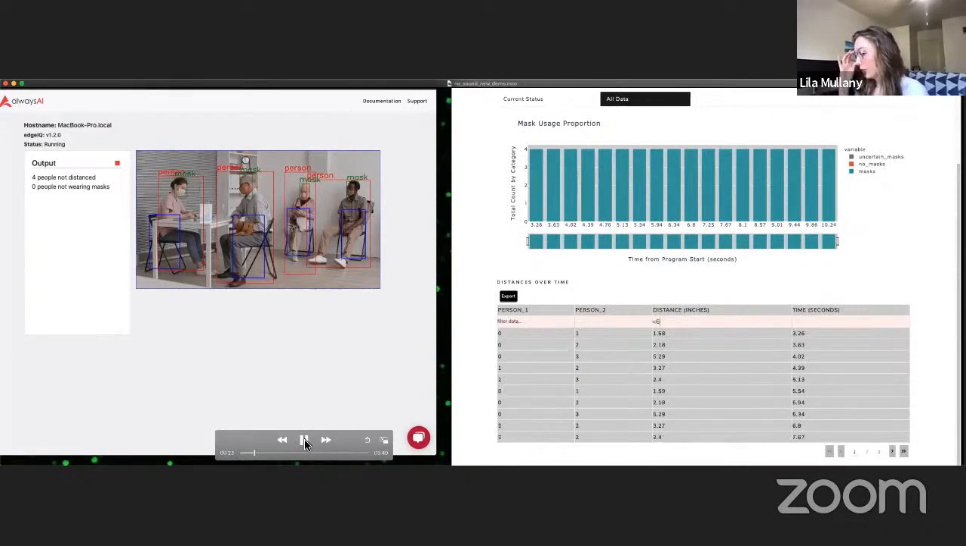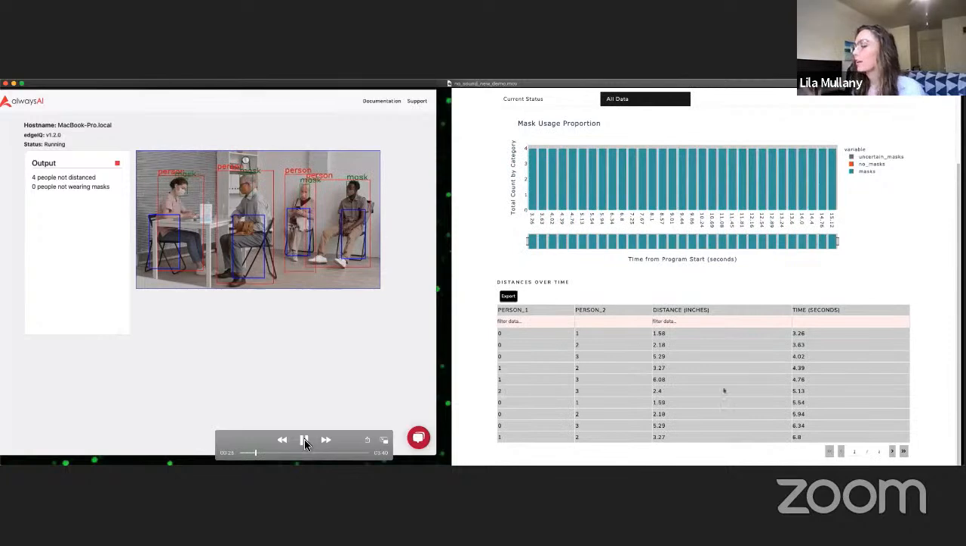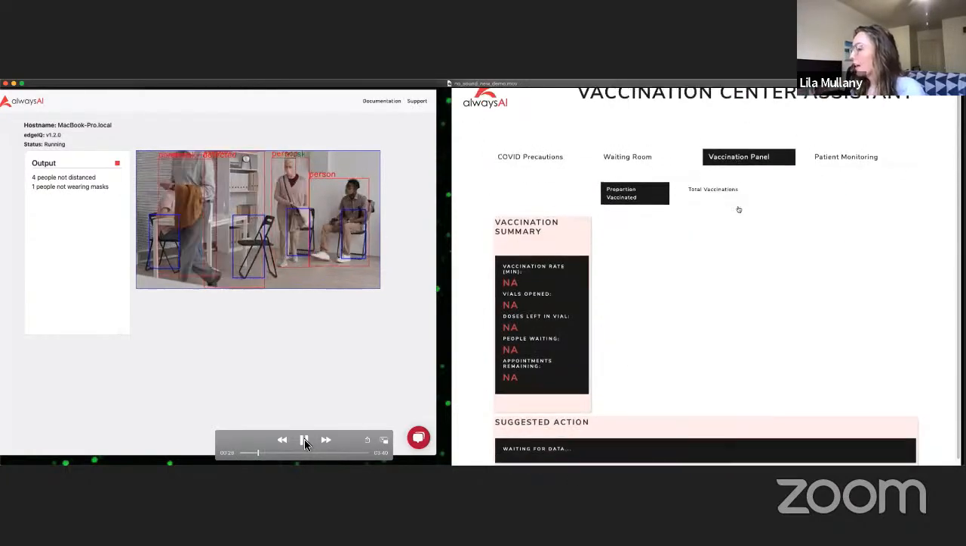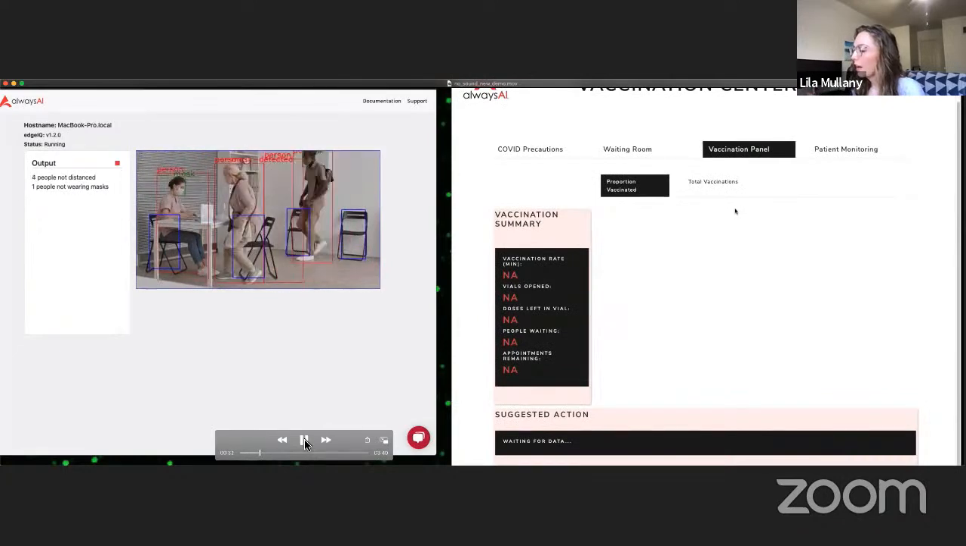You can filter for less than 6. Sorry, that was originally different distances, and you can see historical sort of aggregations.